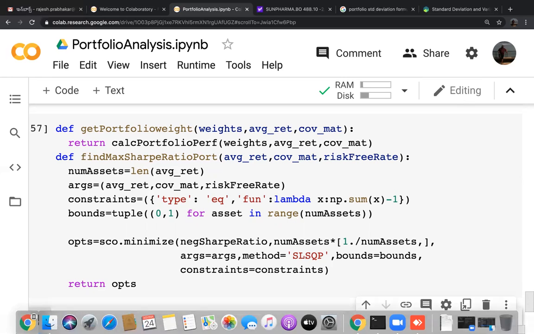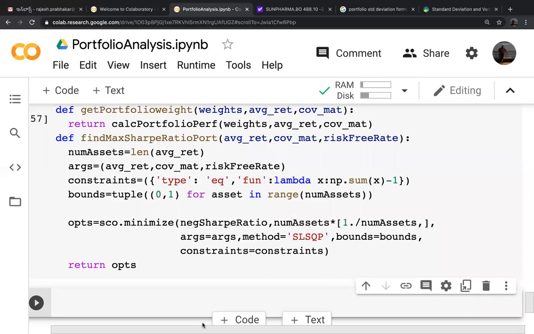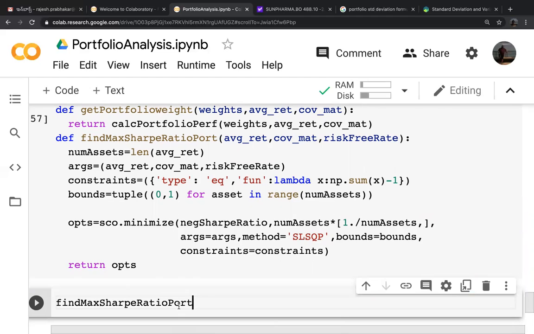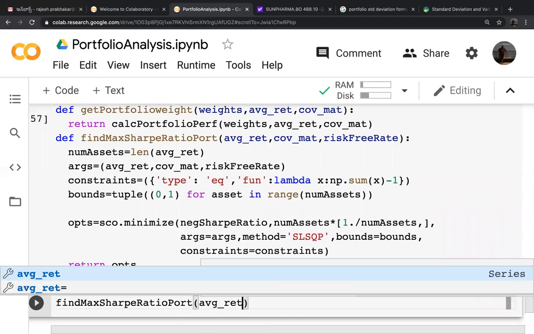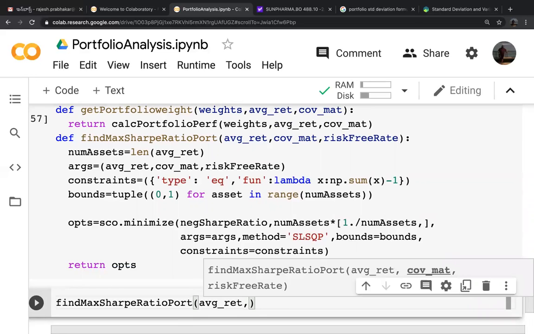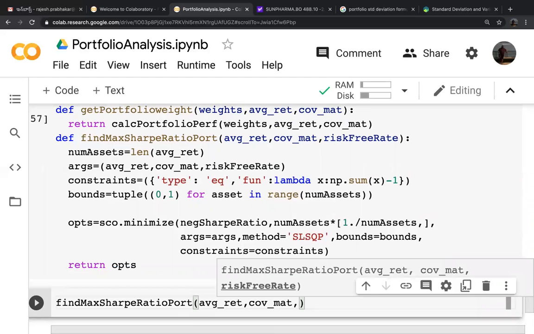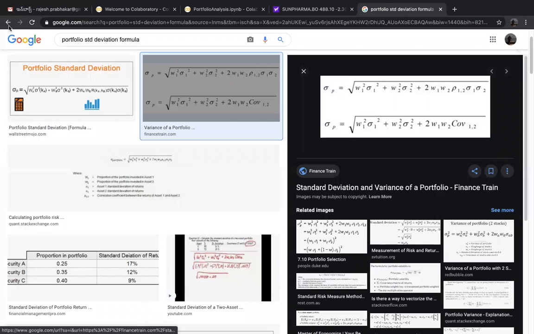Now, to see our actual portfolio, so I can simply say find max Sharpe ratio portfolio will be average underscore red, comma, covariance underscore mat, comma. Now we need to find the risk-free rate. I'm just finding the risk-free rate. I'll show you the calculation again.